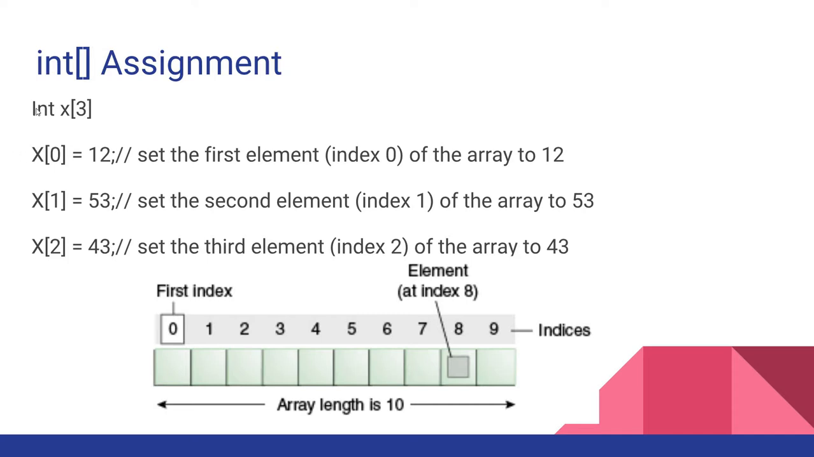So if I had an array named x of length 3, and I set the 0th index to 12, the first index to 53, and the second index to 43, I could access the different elements, the numbers in the array, by writing x and then the index of the element.